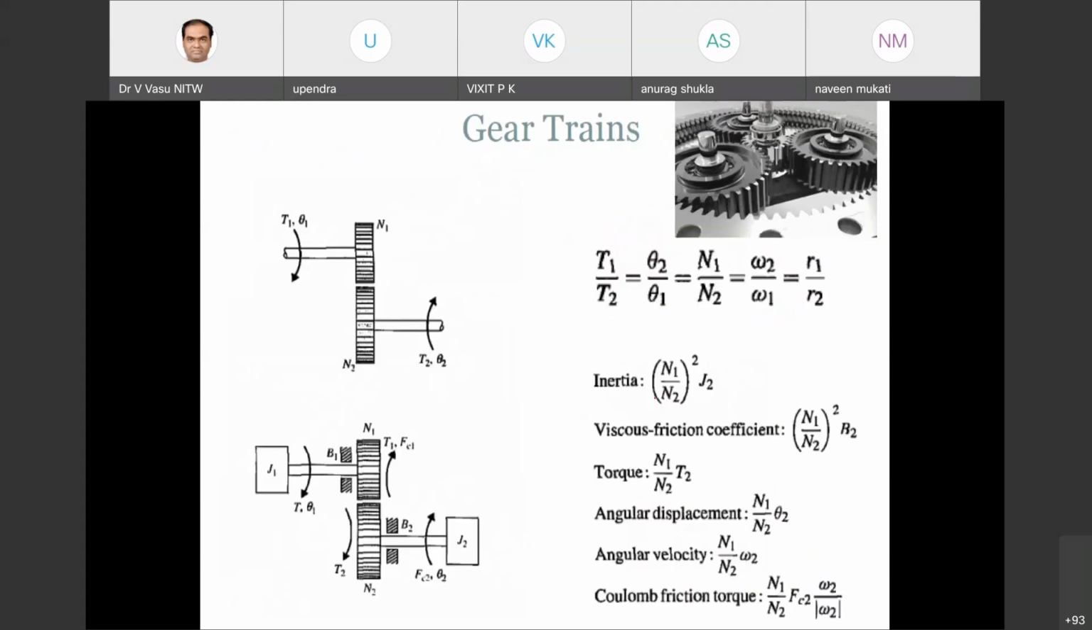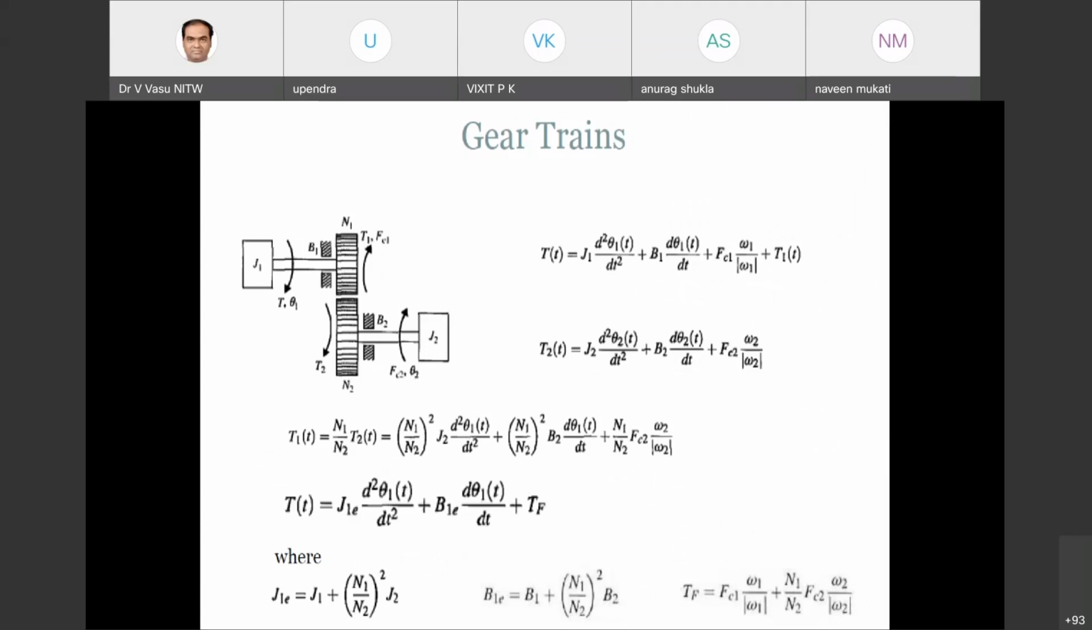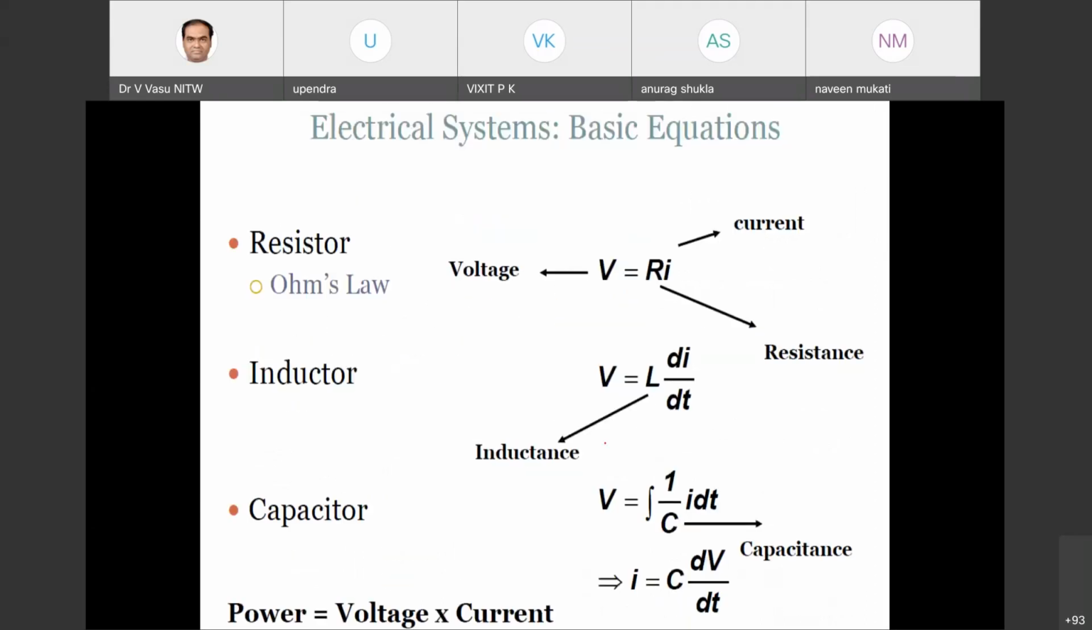Similarly, the next important thing is the gear trains. These gear trains are mainly used as mechanical components, another important mechanical component for transmission of power. We can get the differential equations by considering the torque ratios to the theta ratios, and the angular velocity ratios, and we can design this. I am skipping all these details for now.